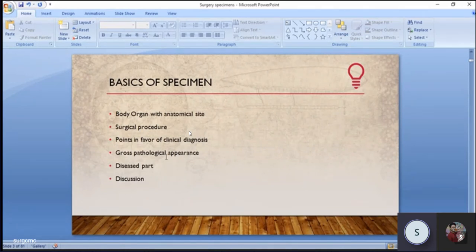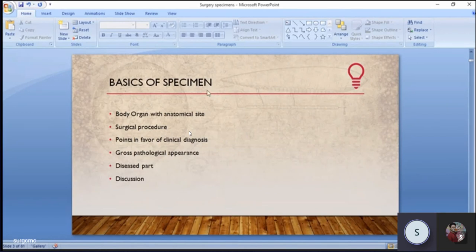What is the gross pathological appearance? If there is a specimen of any part, you can identify the gross pathological appearance leading to which disease. Suppose ulcer, like stomach ulcer. So benign or malignant. Yes, exactly. What is the disease part in that specimen, and later on discussion.